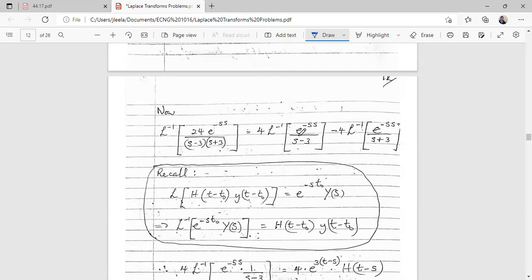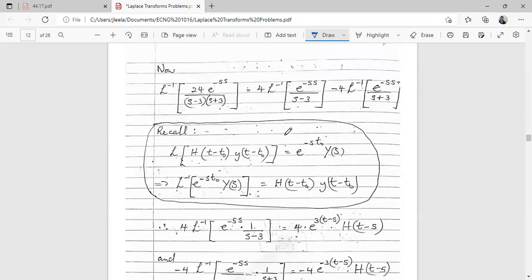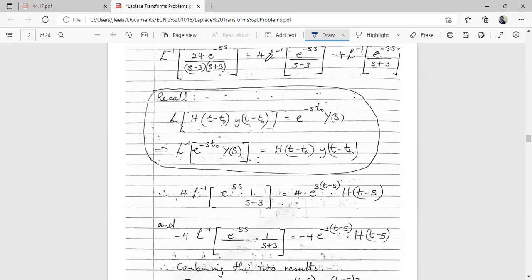If you notice, these functions here mimic the inverse based on the formula. You have your t naught here in the first instance as 5, and here also 5. So you want the Heaviside of t minus 5, y(t minus 5), and you know what you'll get, right? So let's go through the first one here. This one here is 4 times the Laplace inverse of e to the minus 5s over s minus 3, right?